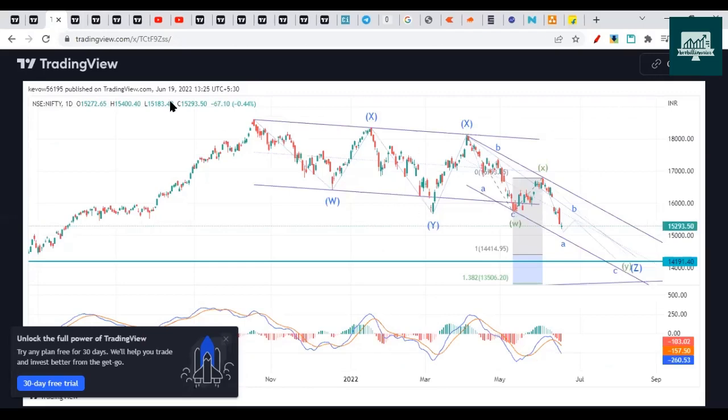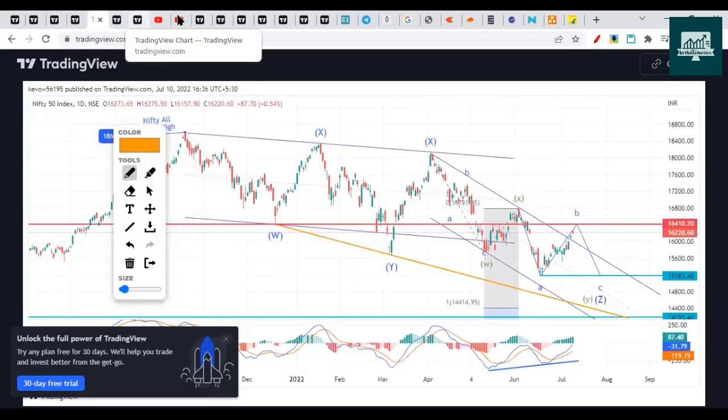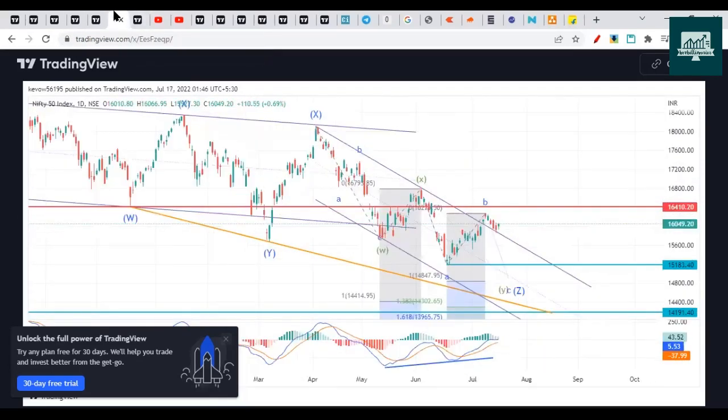Apart from that, this is our analysis on 19th June, where we expected a pullback to start. After making a low here, it gave a pullback, but yeah, this A wave has finished here, and we have come back up, a very long upside. We have almost come to break this high of 16,293. So this is the next chart where we expected a pullback again. These are a couple of charts that we discussed in our last couple of videos.